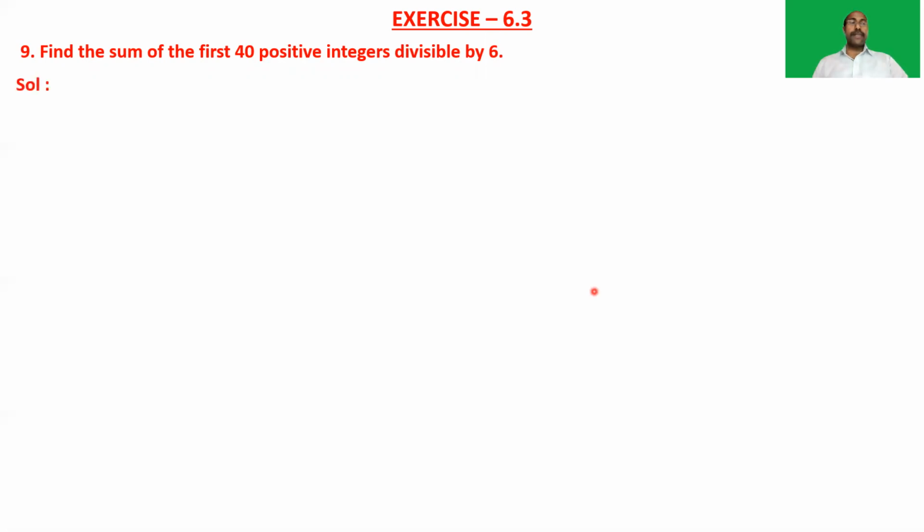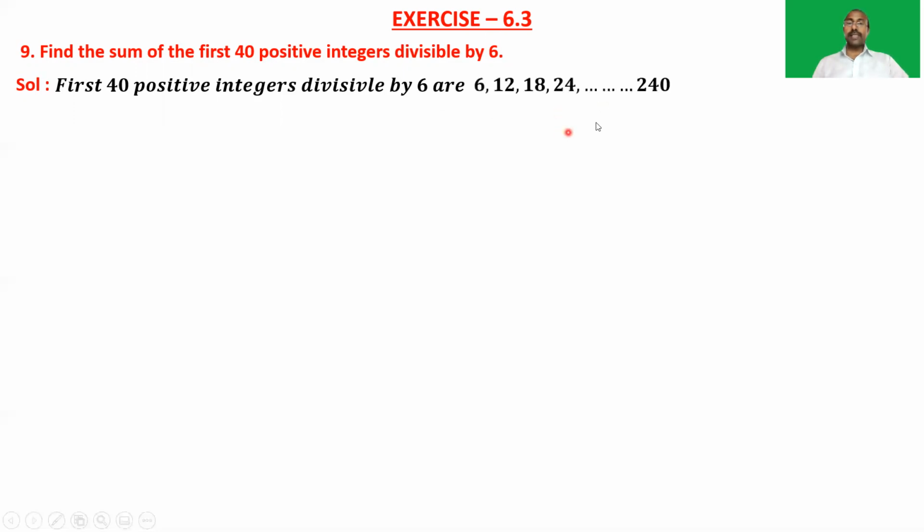And students, the positive integers that are divisible by 6 are 6 into 1, 6 into 2, 6 into 3. First one is 6 into 1, second one is 6 into 2, third one is 6 into 3. And in that way, 40th one is 6 into 40. So the first 40 positive integers that are divisible by 6 are 6 into 1 is 6, 6 into 2 is 12, 6 into 3 is 18, like that up to 6 into 40 is 240.